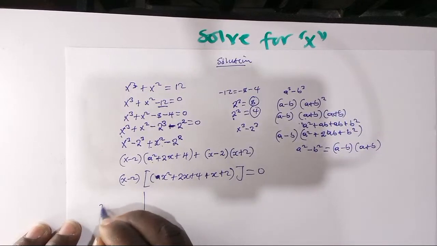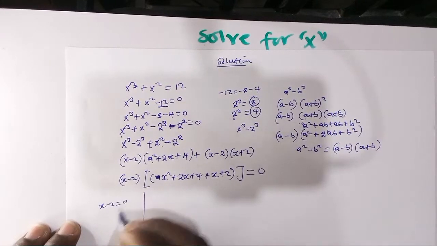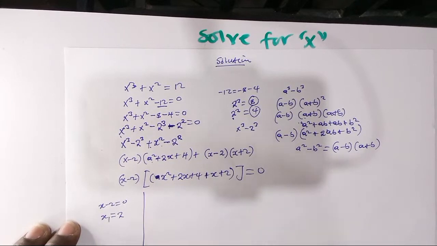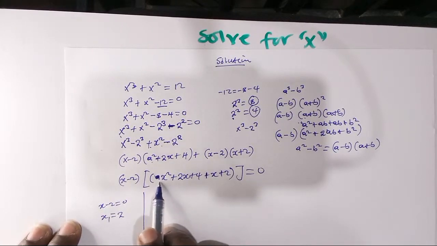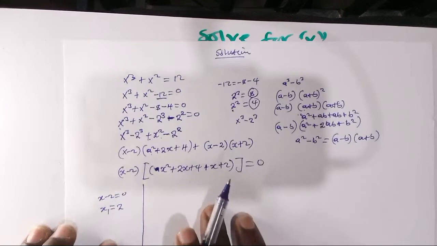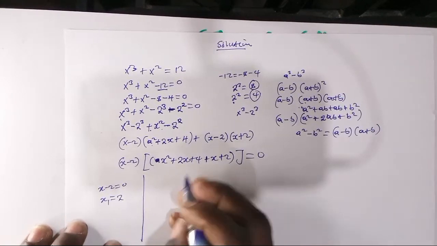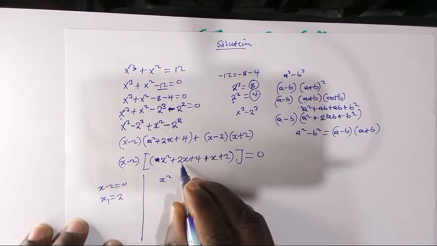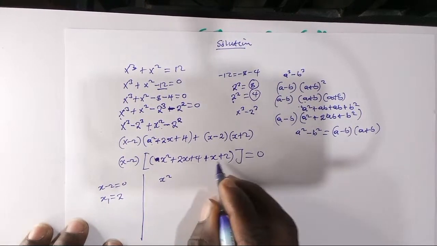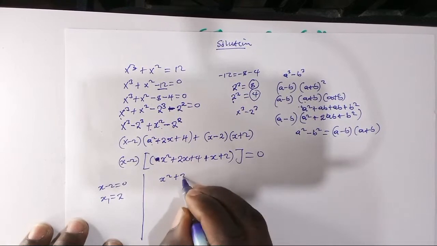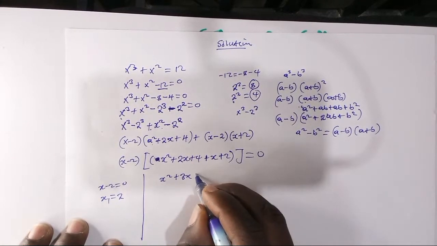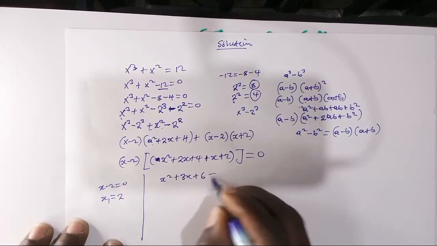So we are going to say x minus 2 equals 0, so x equals 2. This is our first x. So now let's work out what is in the bracket. Here we have x squared, then 2x plus x is plus 3x, then 4 plus 2 is plus 6, which equals 0.